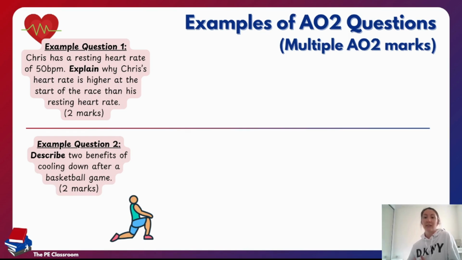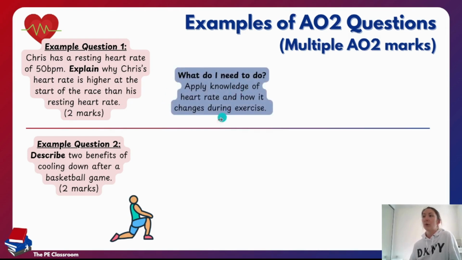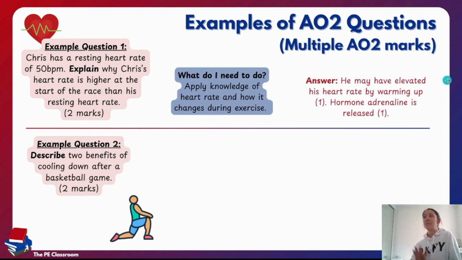The wording of the question doesn't give any indication that there is an AO1 mark available there. It doesn't imply that you need to recall anything or describe anything. It's just asking you to explain why something has happened. So essentially for this question, you need to apply your knowledge of heart rate and how it changes during exercise to provide the answer. So you could say that he may have had an elevated heart rate by warming up. As he warms up, his heart rate will obviously increase. Or you could say that the hormone adrenaline is released, and so again that can give him an increase in his heart rate. So any of those points you would get 2 marks for.